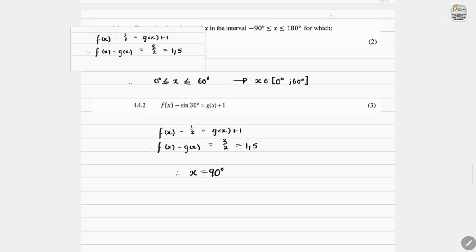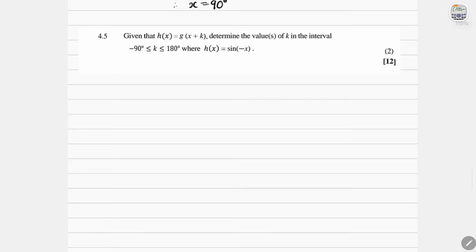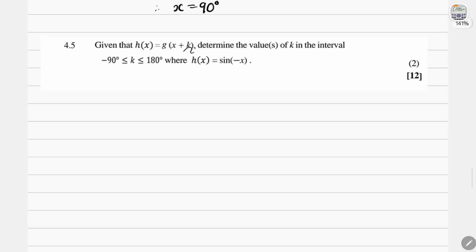Moving on to the next question. Question 4.5 says, given h of x is equal to g of x plus k, determine the value or values of k in the same interval where h of x is also equal to sine negative x.